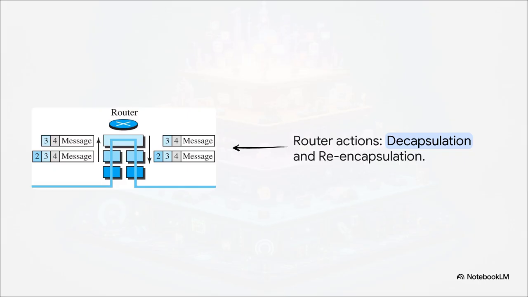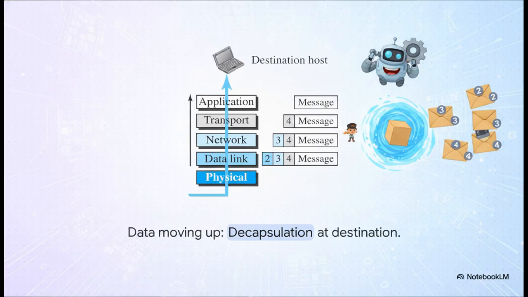Once it calculates that route, it passes the datagram right back down to the data link layer to be re-encapsulated into a brand new frame, appropriate for whatever the next physical link is, whether that's a fiber optic cable or a copper wire. It's like opening an envelope just to read the zip code and then stuffing it into a brand new envelope. Finally, the data arrives at the destination host, and the entire process is completely reversed.